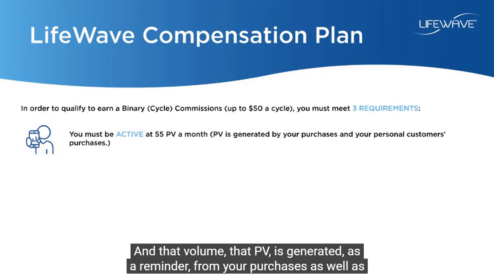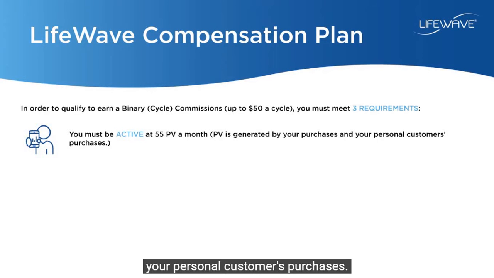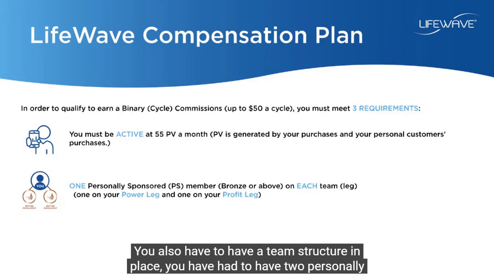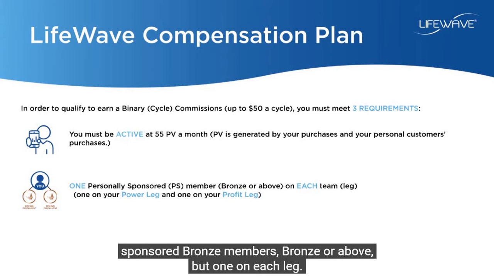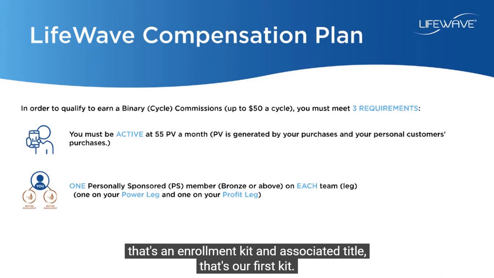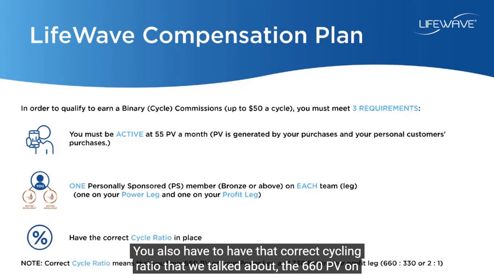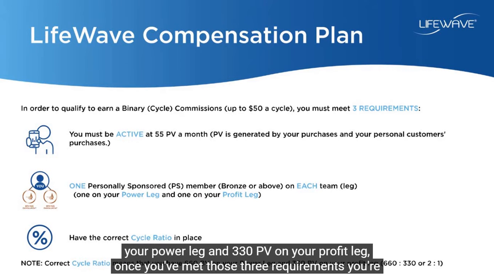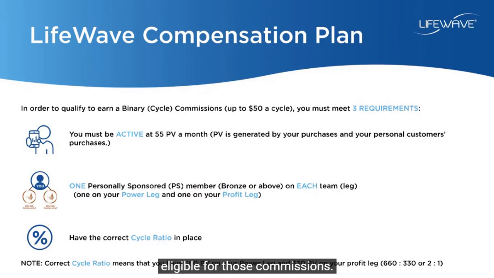And that volume, that PV, is generated, as a reminder, from your purchases as well as your personal customers' purchases. You also have to have a team structure in place. You have to have 2 personally sponsored bronze members, bronze or above, but 1 on each leg. So 1 bronze on your power leg and 1 bronze on your profit leg. And as a reminder, bronze, that's an enrollment kit, an associated title. That's our first kit. You also have to have that correct cycling ratio like we talked about: the 660 BV on your power leg and the 330 BV on your profit leg. Once you've met those 3 requirements, you're eligible for those commissions.